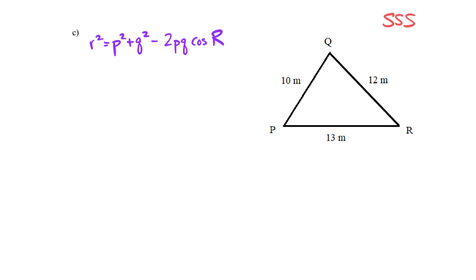So if you wanted to come in on then, okay, well, my R squared is 100. There's my 10 squared. My P squared is 144. My Q squared is 169. Minus, well now, if I do my 12 times 13, that's 156. So if I double that now, then that's a 312. And there is my cos of R.